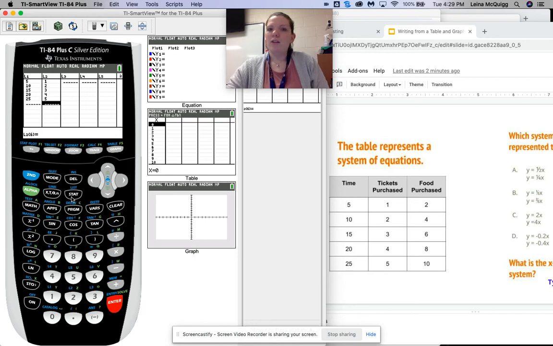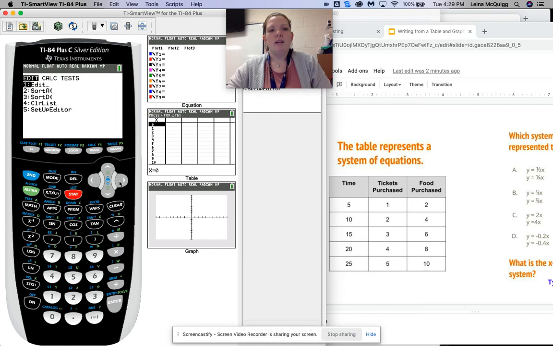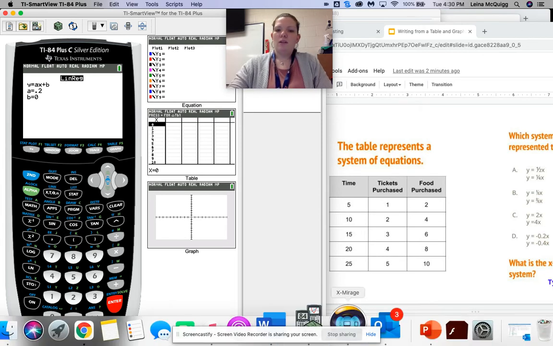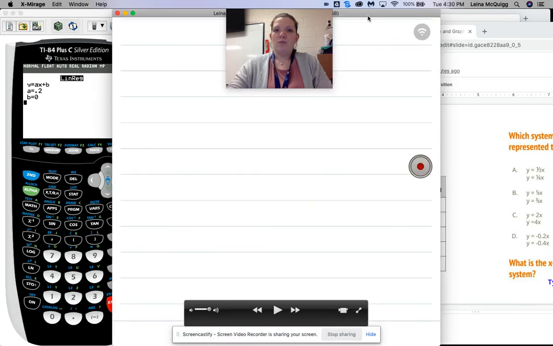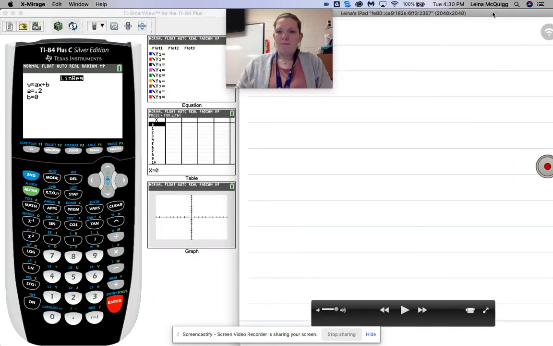Then I'm going to finish out stat edit just for this part of the table. So do stat, go over to calc, go down to LinReg, hit enter, go down to calculate, and hit enter again. So we have y equals 0.2x plus 0. Let's write this equation out.